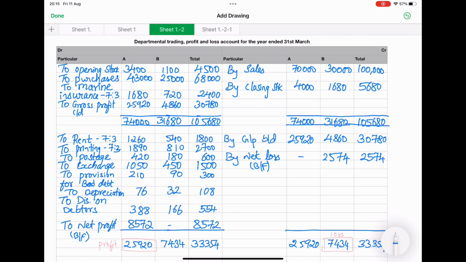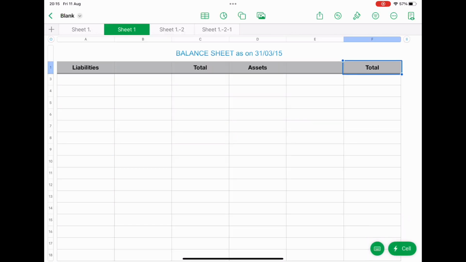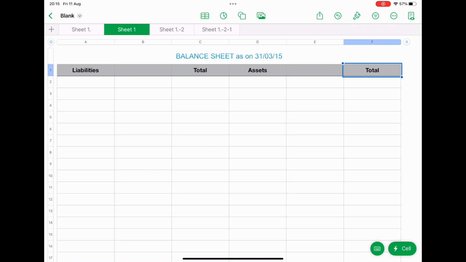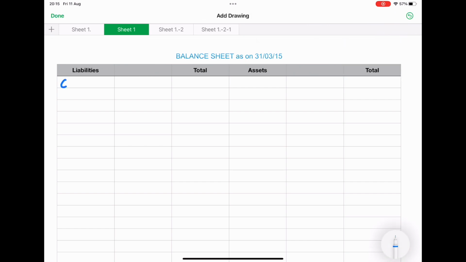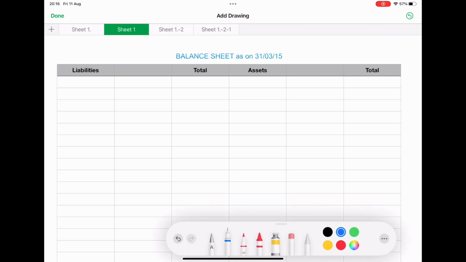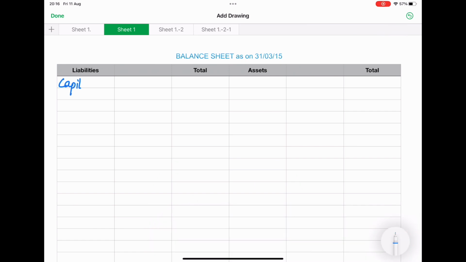Now let's solve the balance sheet. It is very simple. So this is the format of your balance sheet: liabilities total, assets total. We can start with the liability side or asset side, whichever is comfortable for you. I'm going to start with the liability side because in the question they have mentioned capital account first. So capital, how much have they given us? 30,000. There is no change in capital account, so 30,000 we are going to write directly in the outer column.